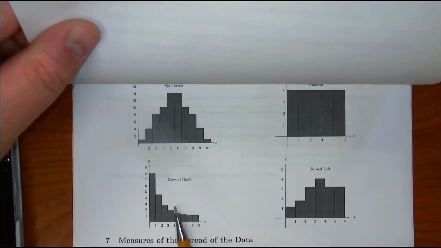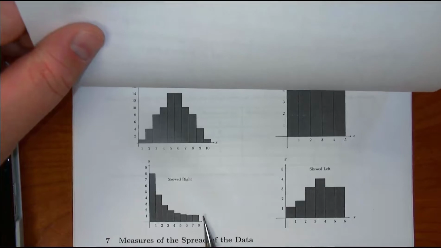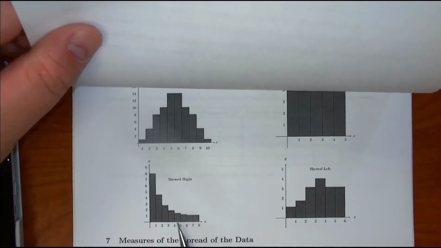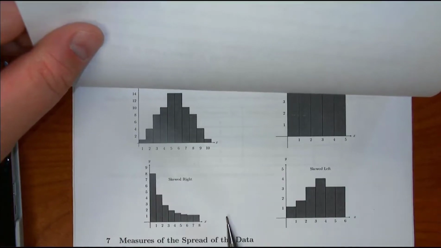Now, right skewed is the situation where you have data that are trailing off to the right. We call that the tail of the data, where the data are getting smaller, smaller, smaller. The bars are getting smaller and smaller. That's the right skewed distribution.